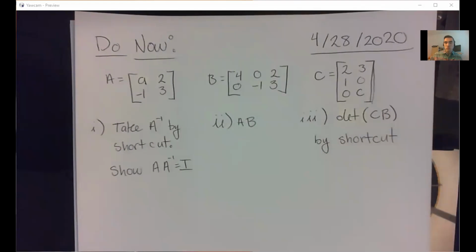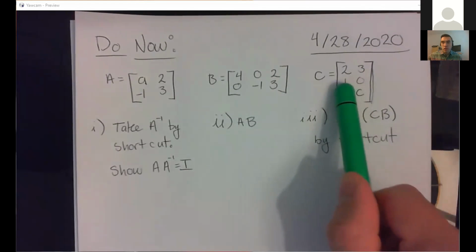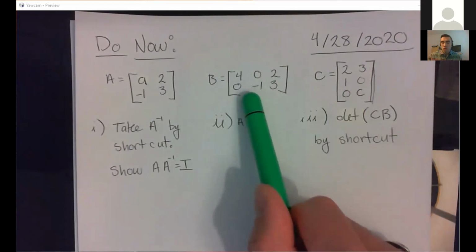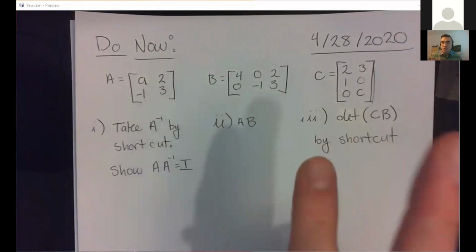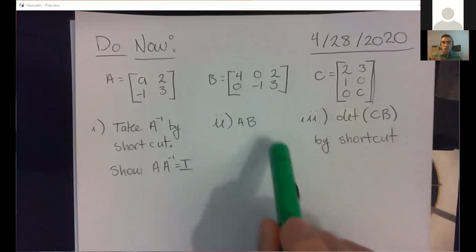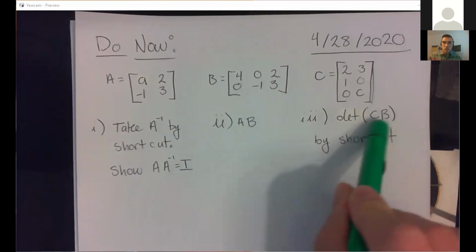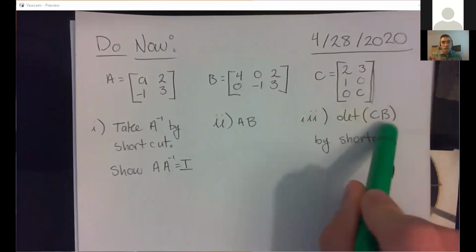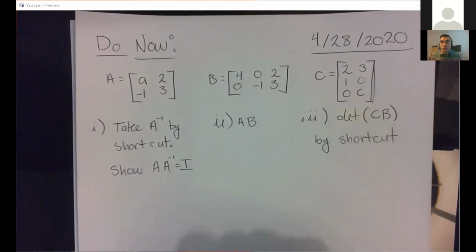So once you take the product of matrices CB, how big will that matrix be? 3 by 3. Yeah, it's going to be a 3 by 3. Matrix C is a 3 by 2. Matrix B is a 2 by 3. Those middle indices of the 2 and the 2 will cancel, and you'll get a 3 by 3. So first, do the product CB, and then take the determinant of CB by the 3 by 3 determinant shortcut.